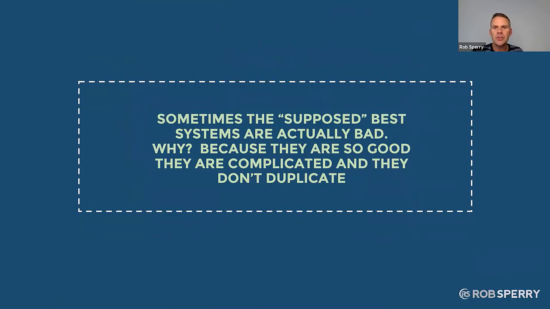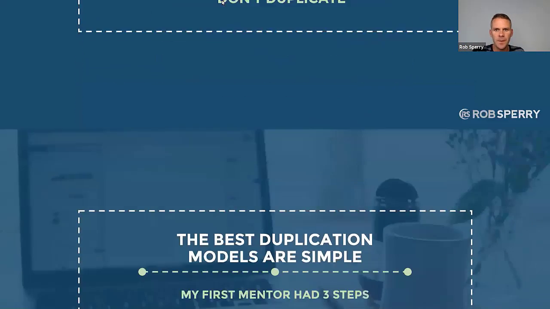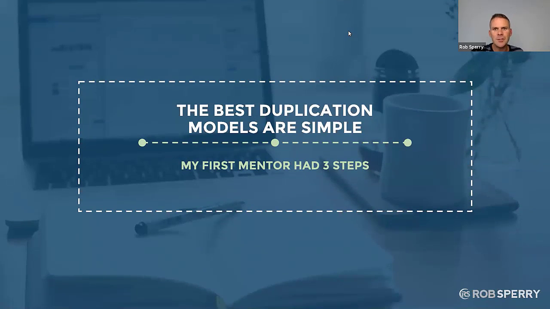Why? Because they're so good that they're so complicated that the newest person or the people that start just feel like, wow, that's impressive. I'll sign up. So you get recruits, but you don't get duplication because they feel like it's all relying on you, because I can't learn all of this information. It's too much information. The best duplication models are always simple.